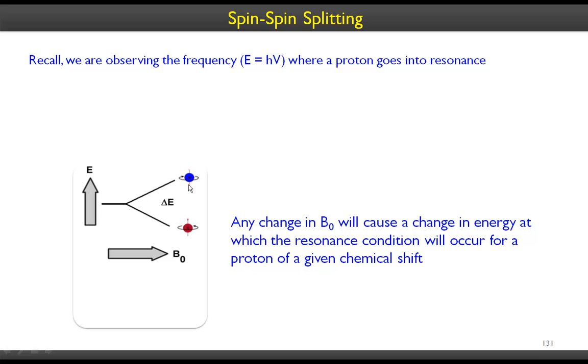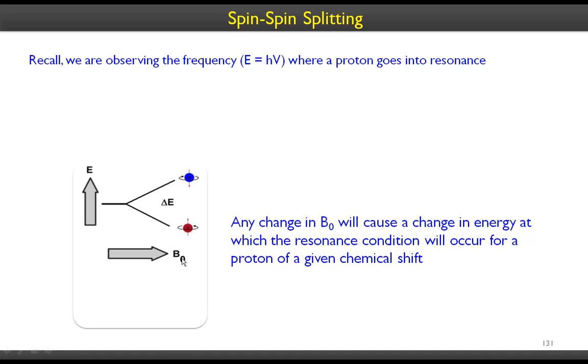So the energy difference between these is proportional to the magnetic field that we are applying, right? The bigger the magnetic field, the bigger the difference, and the higher the frequency that is required to cause the resonance, or the spin flip. Any change in B naught will cause a change in the energy at which the resonance condition will occur for a proton of a given chemical shift. If you change anything about the external magnetic field that this nucleus experiences, that would change delta E, which in turn is reflected in the radio frequency required to induce the resonance.